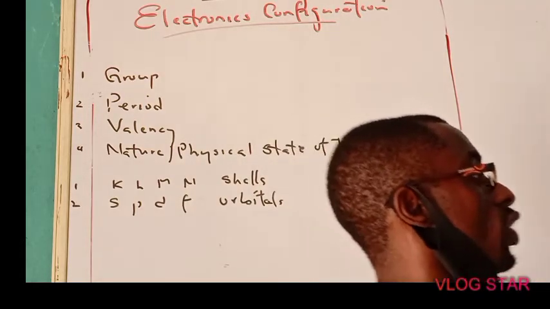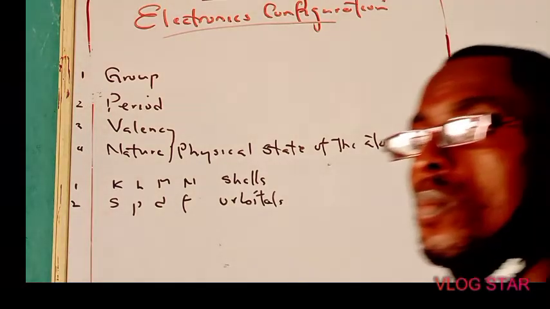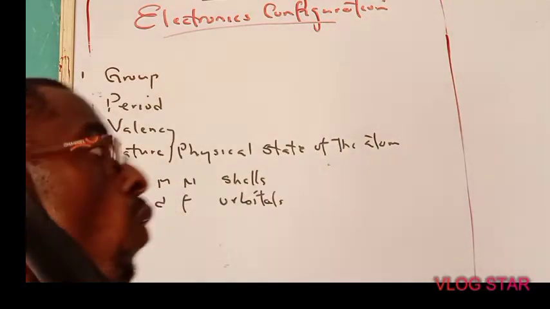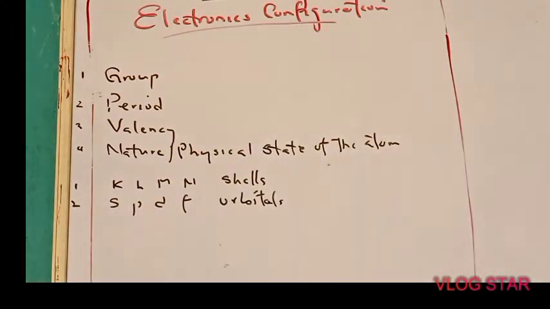The M shell is number 3 shell, and can take a maximum of 18 electrons, while the N shell is the number 4 shell and can take a maximum of 32 electrons.